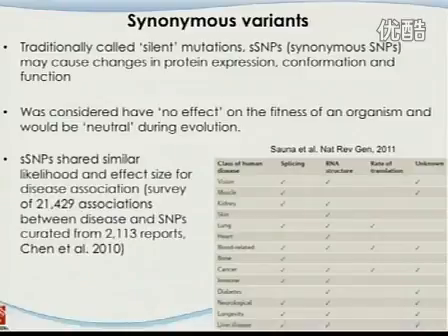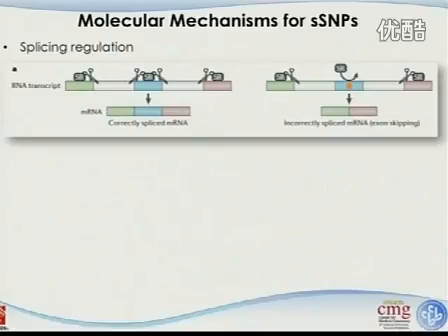A recent study published in 2010 reported that synonymous SNPs share similar likelihood and effect size for disease associations as non-synonymous SNPs, based on disease-SNP associations curated from 2100 reports. So they are just as important as non-synonymous SNPs. We really shouldn't ignore those. There are multiple molecular mechanisms for why synonymous SNPs are important and can cause disease. The first one is splicing regulation.